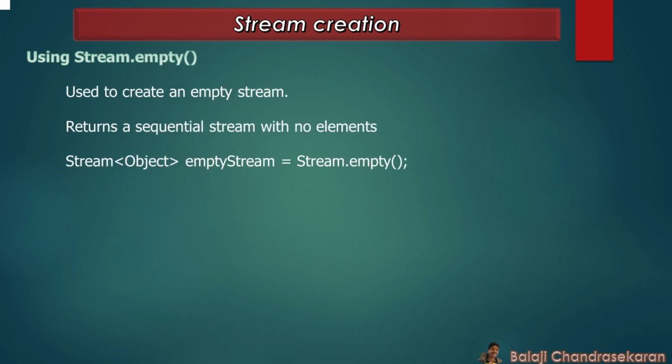In Java, the Stream.empty method is used to create an empty stream. It returns a sequential stream with no elements. This can be useful when you need to represent a stream with no data, for example, in situations where you want to gracefully handle empty cases in stream processing operations.